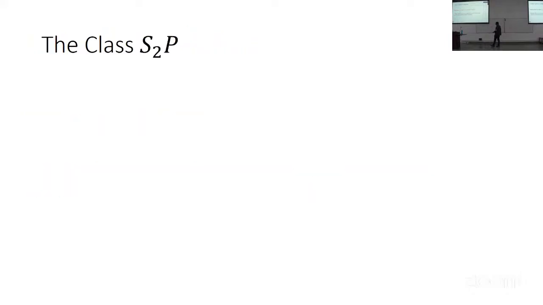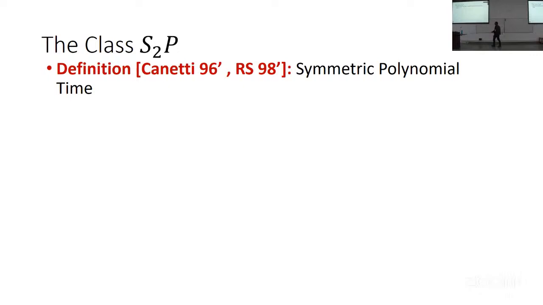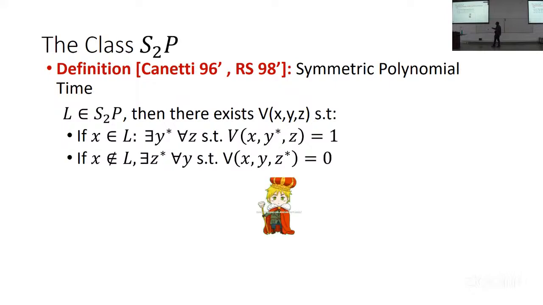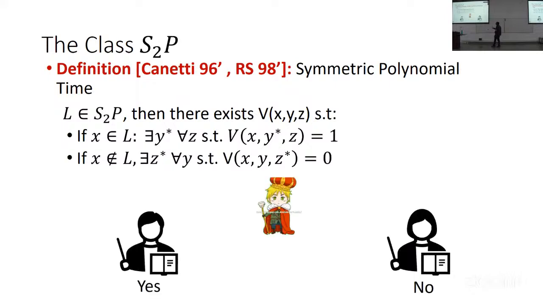Okay. So let me give you two real definitions, and then I'll show you what we prove. The first definition is symmetric polynomial time. I think this is best shown with an example, so I'm going to go over here. What it says is, you have a yes prover and a no prover, okay?